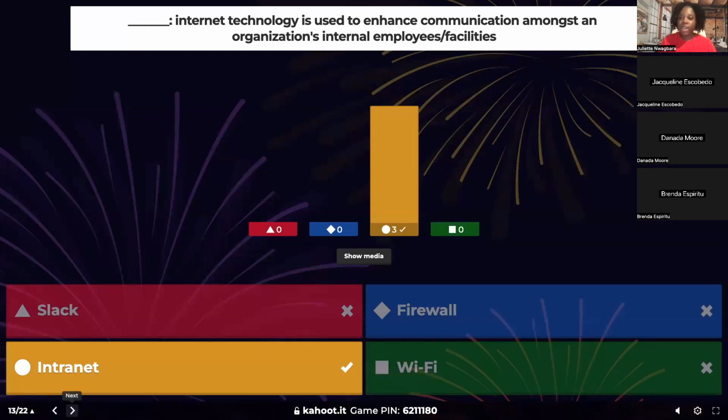Good job. Intranet. That is correct. There's extranet and then there's intranet. So extranet will be for non-employees, right? For protection. Intranet will be for those in-house.